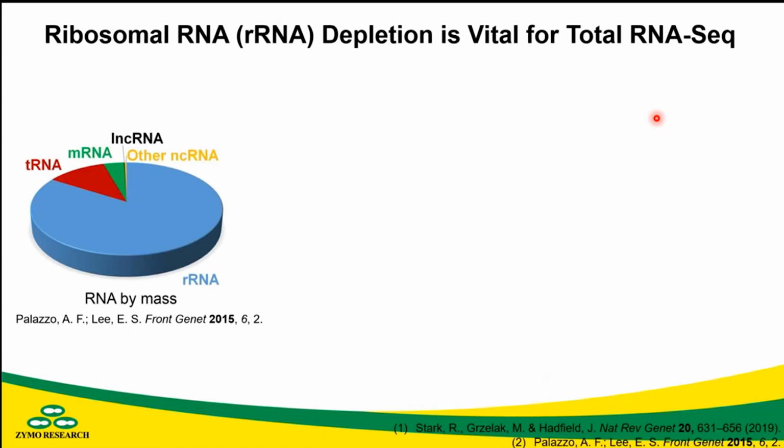So why do we think ribo-free, or ribosomal RNA depletion, is important for total RNA-seq? The answer actually is very simple, because rRNA takes up a lot of the general RNA content that you can extract from your samples. In this pie chart, you're looking at the majority being this blue, representing rRNA. And from what we see, both in our own experience and from publications, rRNA can make up to 90% or even more of your RNA sample.